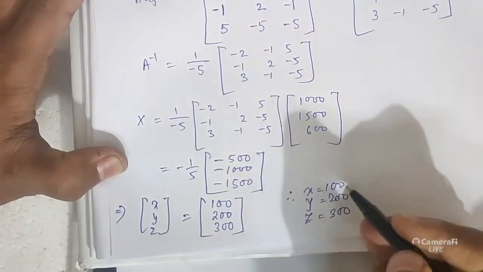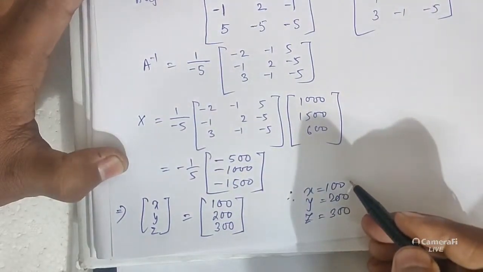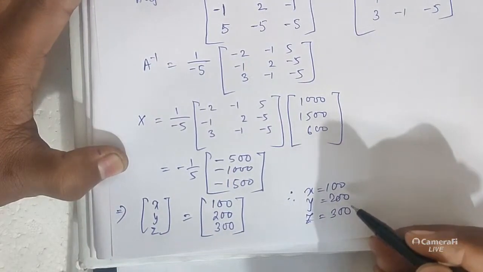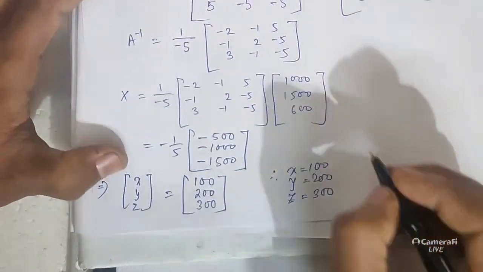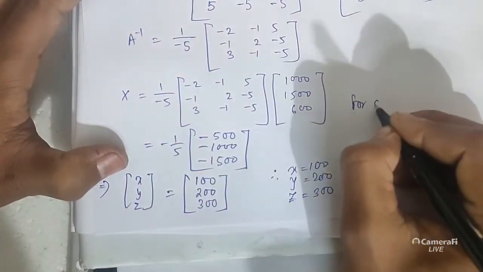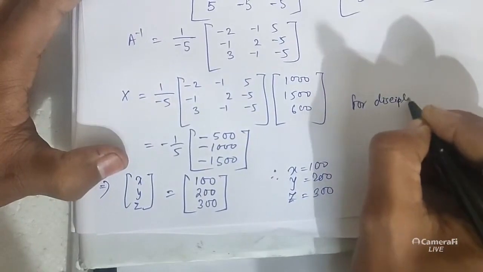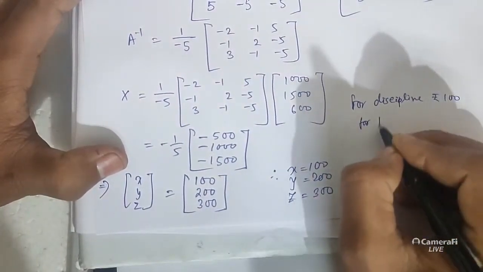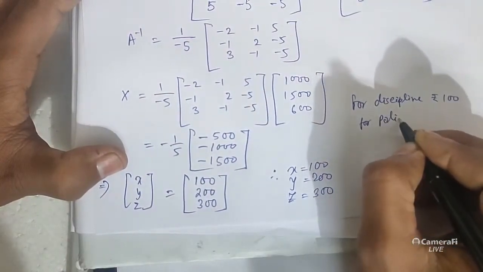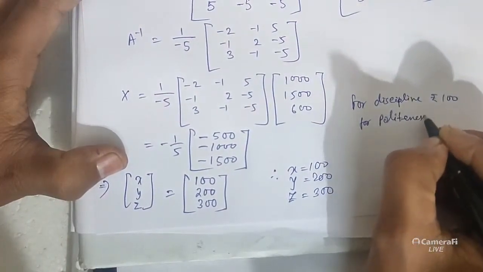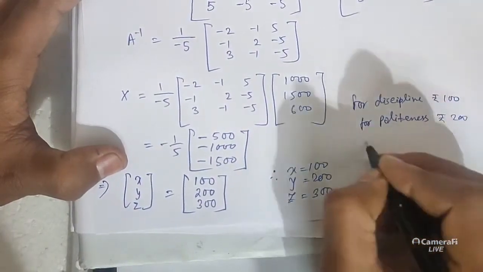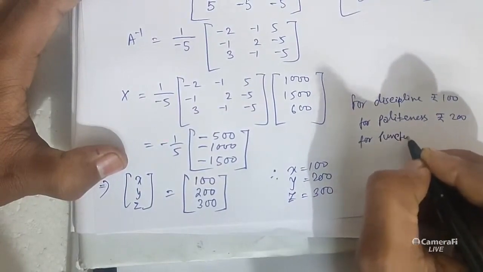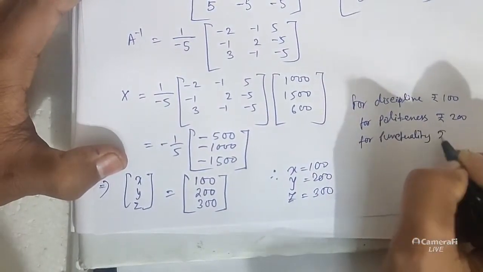Hence the money awarded for discipline is rupees 100, for politeness rupees 200, and for punctuality rupees 300.